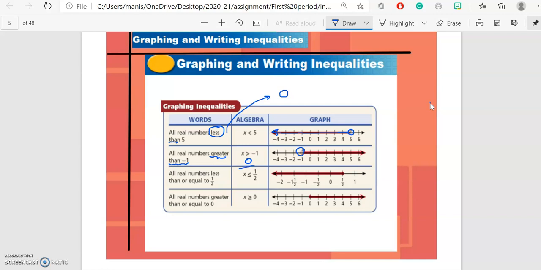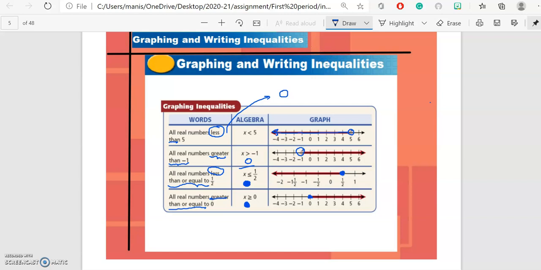All real numbers less than or equal to 1/2. Less than or equal to means you will go to 1/2, draw a circle, and shade the circle. So we came to 1.5, shaded the circle, and went in this direction because it's less than. Now it says greater than or equal to. Greater than or equal to means you will draw a shaded circle at 0. Numbers greater than or equal to 0 are 0 and all the positive numbers. So I will draw a circle at 0, shade it, and the line will go in the positive direction.